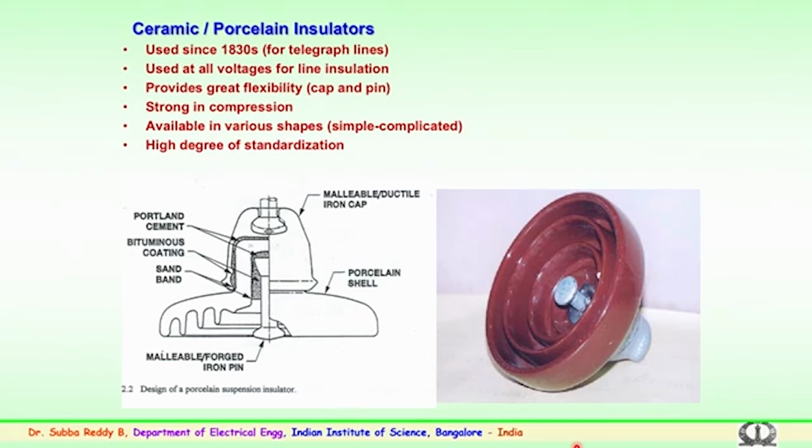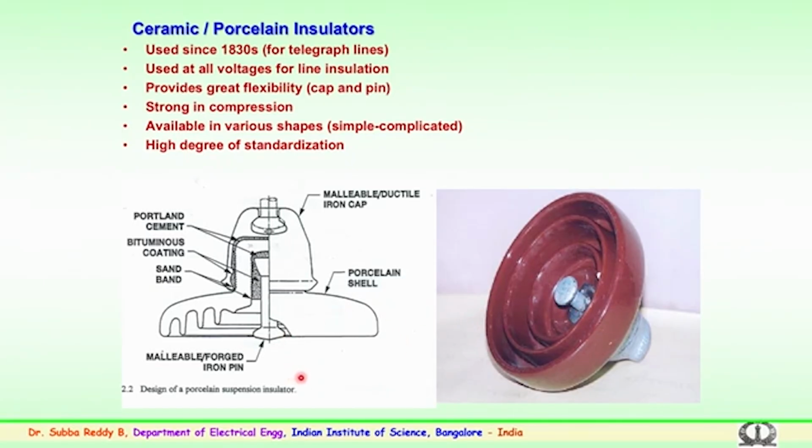Porcelain insulators provide greater flexibility because they have a cap and a pin arrangement. This is the cap, this is the pin of the insulator, this is the porcelain shell, and these are the petticoats, the sheds what we call. So, the cap and pin are connected or fixed to the porcelain shell with the help of Portland cement, and the zinc coating is properly carried out to see that corrosion never happens in the field.